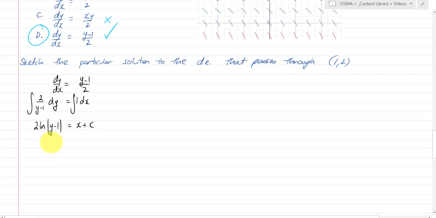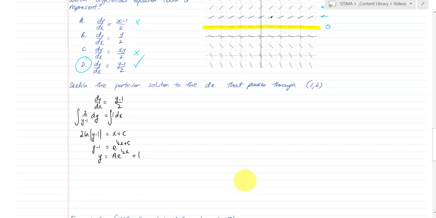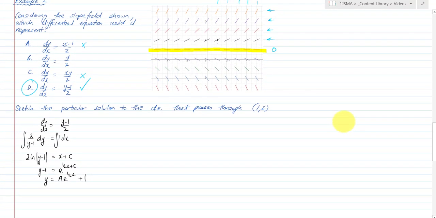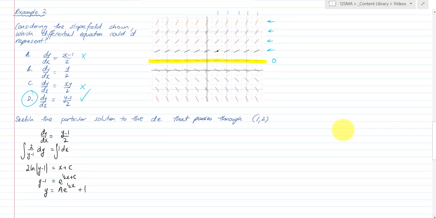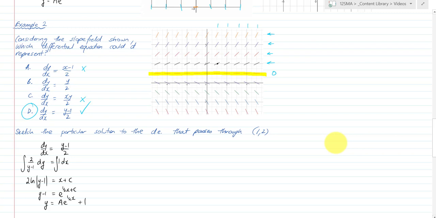which gives me y minus 1 is equal to e to the (half x plus c), divided by 2, doesn't affect the c, and that gives me y is equal to A e to the half x, and the plus c has already gone out the front, but I've got a plus 1 there. So that's the one that goes through there. It's given me a plus 1. A e to the half x is an exponential function, and it's not x cubed this time, so there's nothing funny about it. Because it's given me that plus 1, it's telling me that it goes through this point, which is (1, 2), and it's an exponential, so it sort of flows.